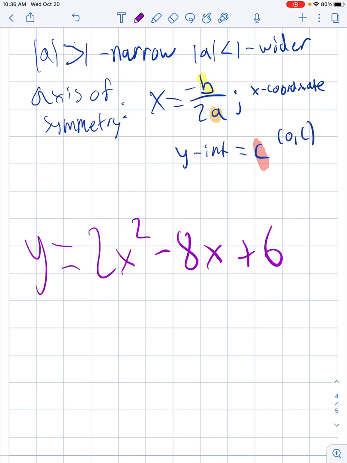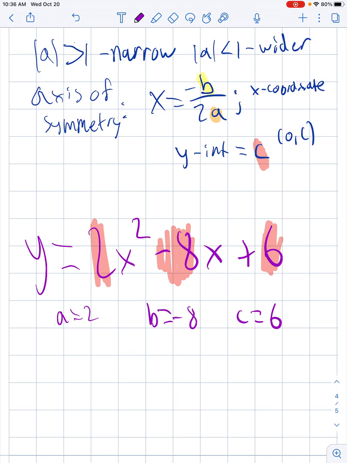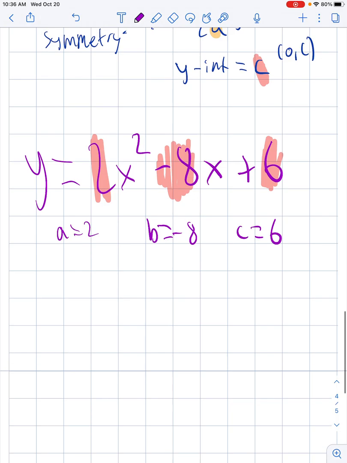So identify the coefficients of the function. Again, highlighting stuff that I see. I see my a is 2, my b is negative 8, and my c is 6. So let's highlight that. A equals 2, b equals negative 8, c equals 6. So let's find our vertex.